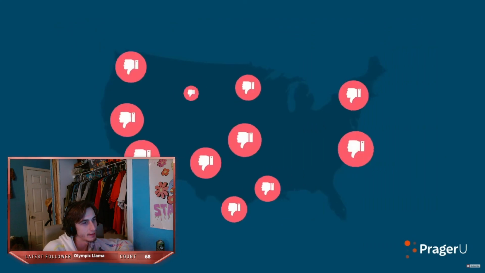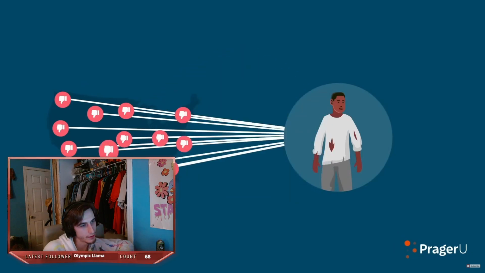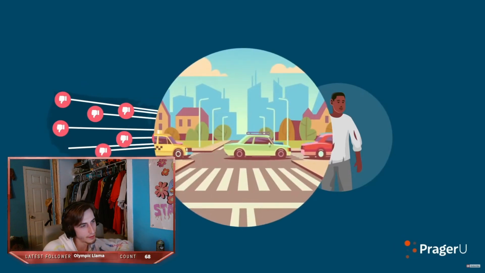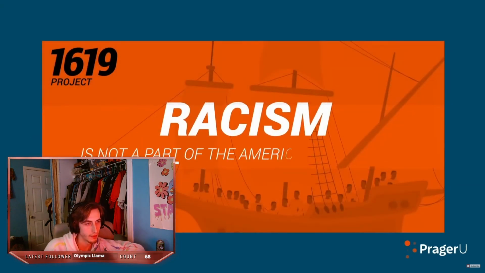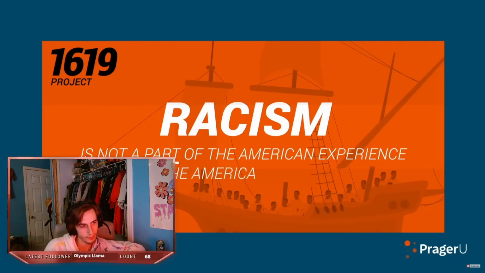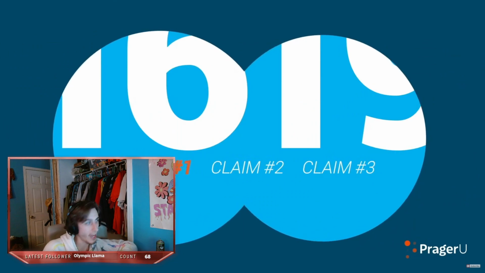Everything that's wrong with America is tied to her original sin of slavery, from segregation to traffic jams. Yes, traffic jams. According to the 1619 Project authors, racism is not a part of the American experience. It is the American experience. Is this true? Let's look at 3 of the project's major claims. 1, preserving slavery was the real cause of the American Revolution.